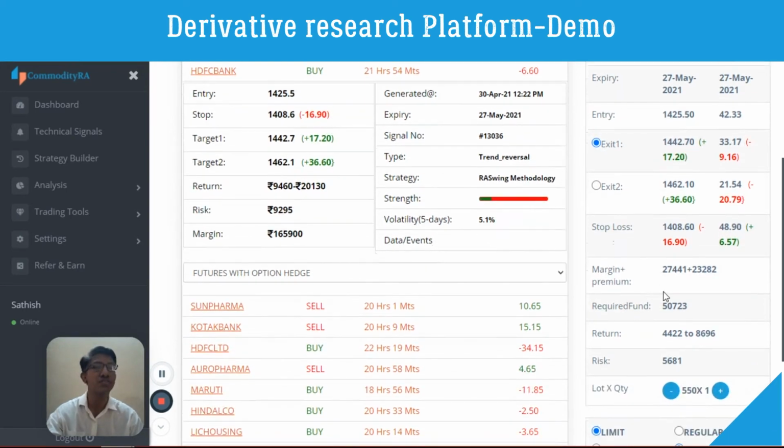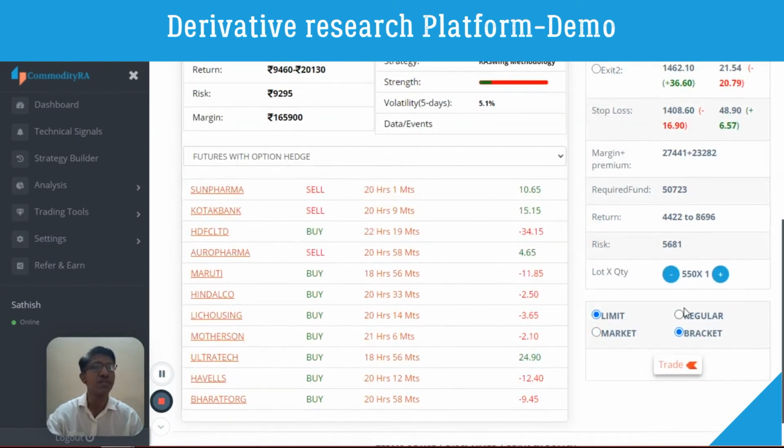And your risk level, which was 9,000 rupees, has been reduced to 5,681, because when you make money here, you lose money here, and when you lose money here, you make money here. This is for hedging. If you are using an option with futures and you have selected correctly, you will make money when the trade goes with your predictions. This is the advantage of buying a futures contract with an option hedge.